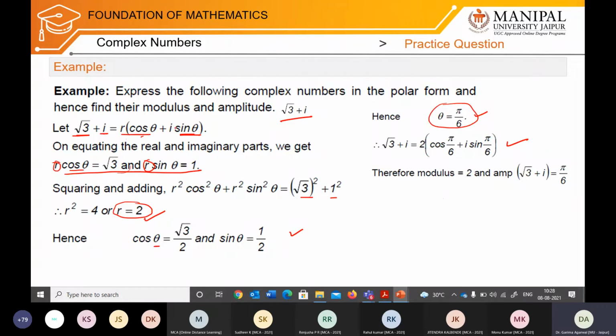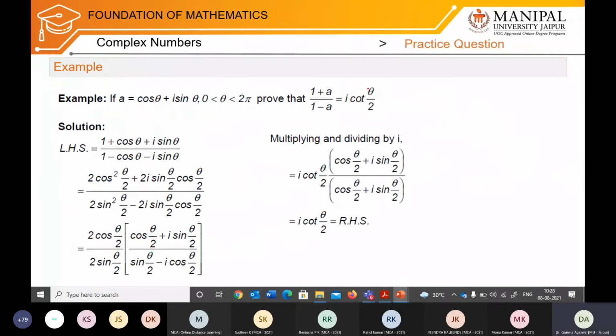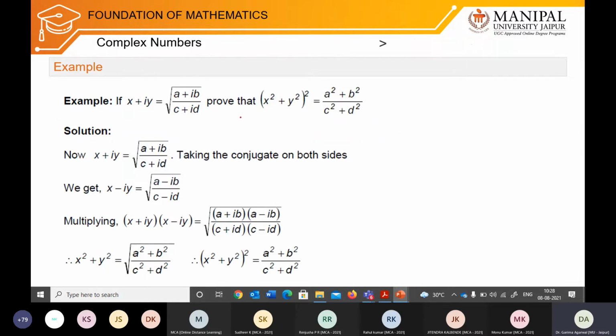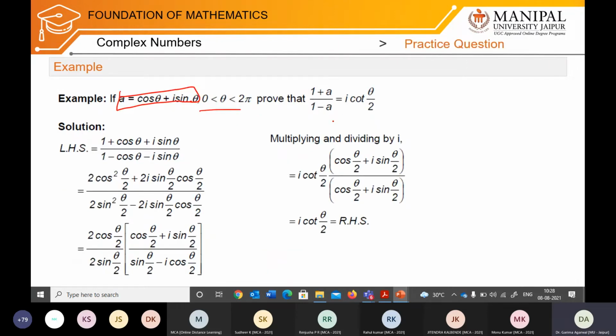We can find the modulus and amplitude. Here we have one more example. If a is cos theta plus iota sin theta, where theta lies between 0 to 2 pi, we need to prove that 1 plus a upon 1 minus a is iota cot theta by 2. In 1 plus a, here we will substitute the value of a, and here also we will substitute the value of a, right?